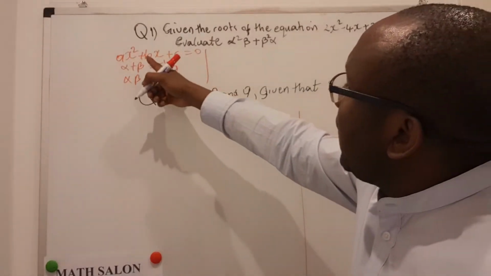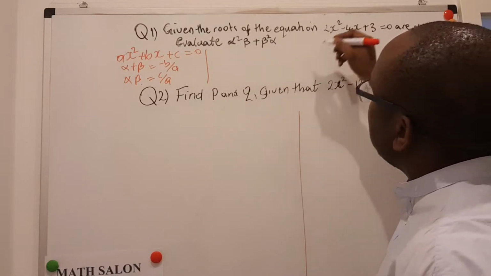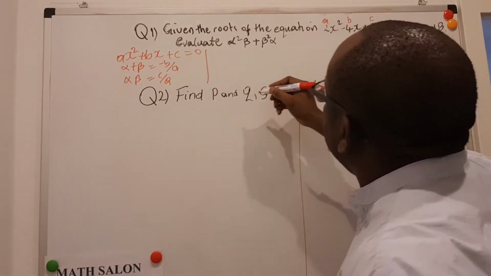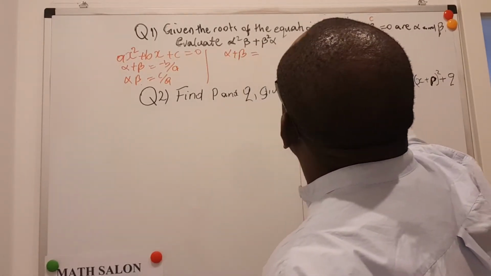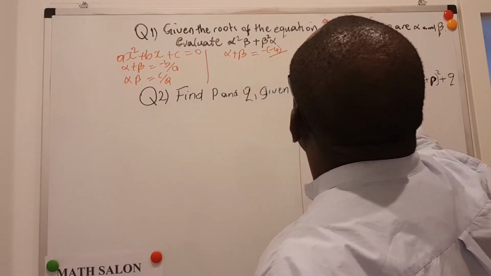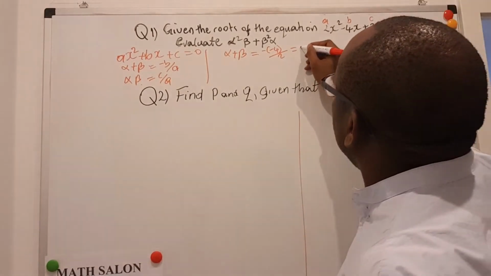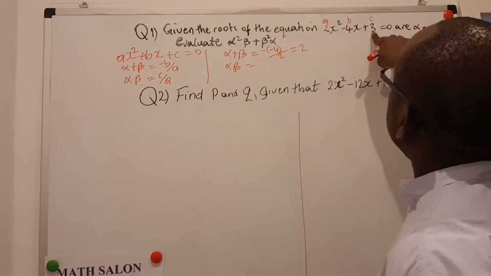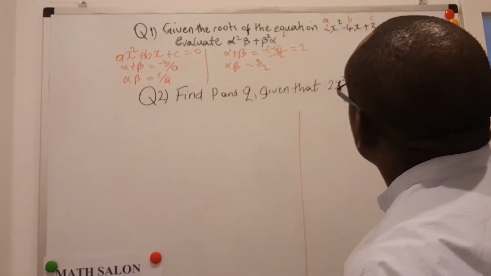So if I use that idea, I can see that my equation given to me is of the form ax squared plus bx plus c. So I can say this is a here, this is b here, that is c. Therefore, alpha plus beta is equal to minus b divided by a. b is minus 4, so this is minus 4 divided by a, that is 2. Minus and minus is plus, so 4 over 2 is 2. And the product is c divided by a, so that's 3 divided by 2.